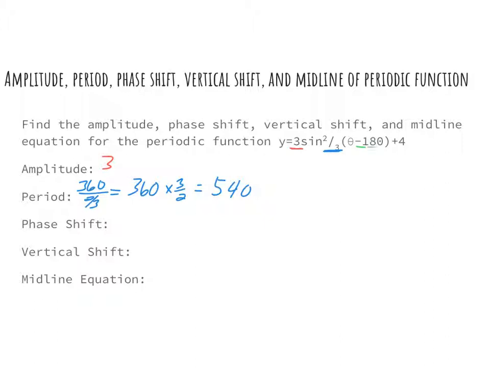For phase shift, we look inside the parentheses. It's a minus. Minus means right. It's a minus 180, so we're going to move to the right 180 degrees. For vertical shift, we look at what we're adding or subtracting outside the parentheses. We're adding 4, so the vertical shift is up 4. For the midline equation, again, we start out at y equals 0. Since we're going up 4, we add 4 to 0, and we get a midline equation of y equals 4. Again, up means we add our shift to 0. If it were down, we would be subtracting our shift from 0.